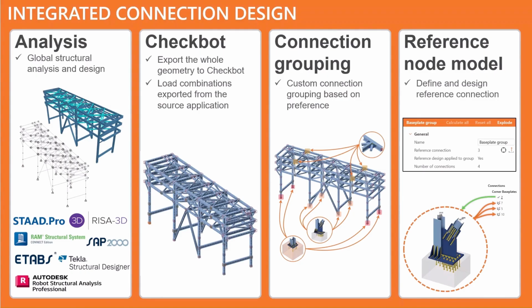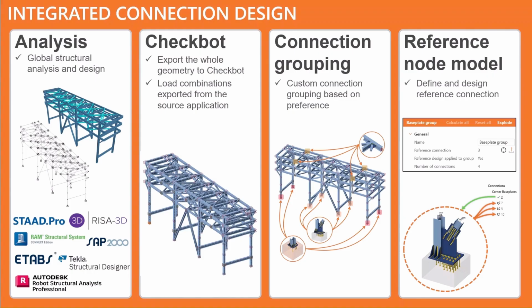Now, the workflow goes as shown from the left-hand side. You can start in your global analysis, run your full analysis and look at the results. Once it's ready, you can then use Checkbot to bring in all that useful information. So things that you can bring in with this import are your geometry, cross-sections, and most important, the load combination results. Now, once all of this information is within Checkbot, similar connections will be grouped automatically based on topology, but you can also create your own custom groups here within the Checkbot application.